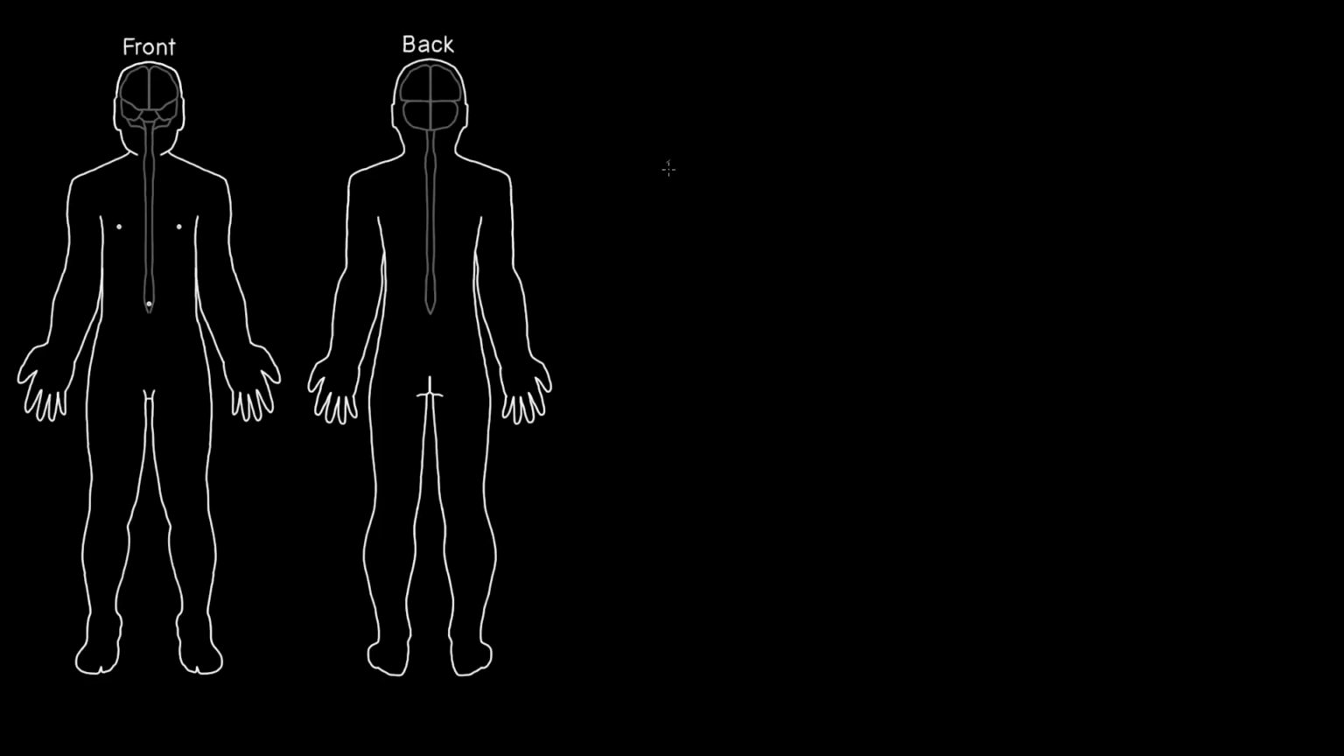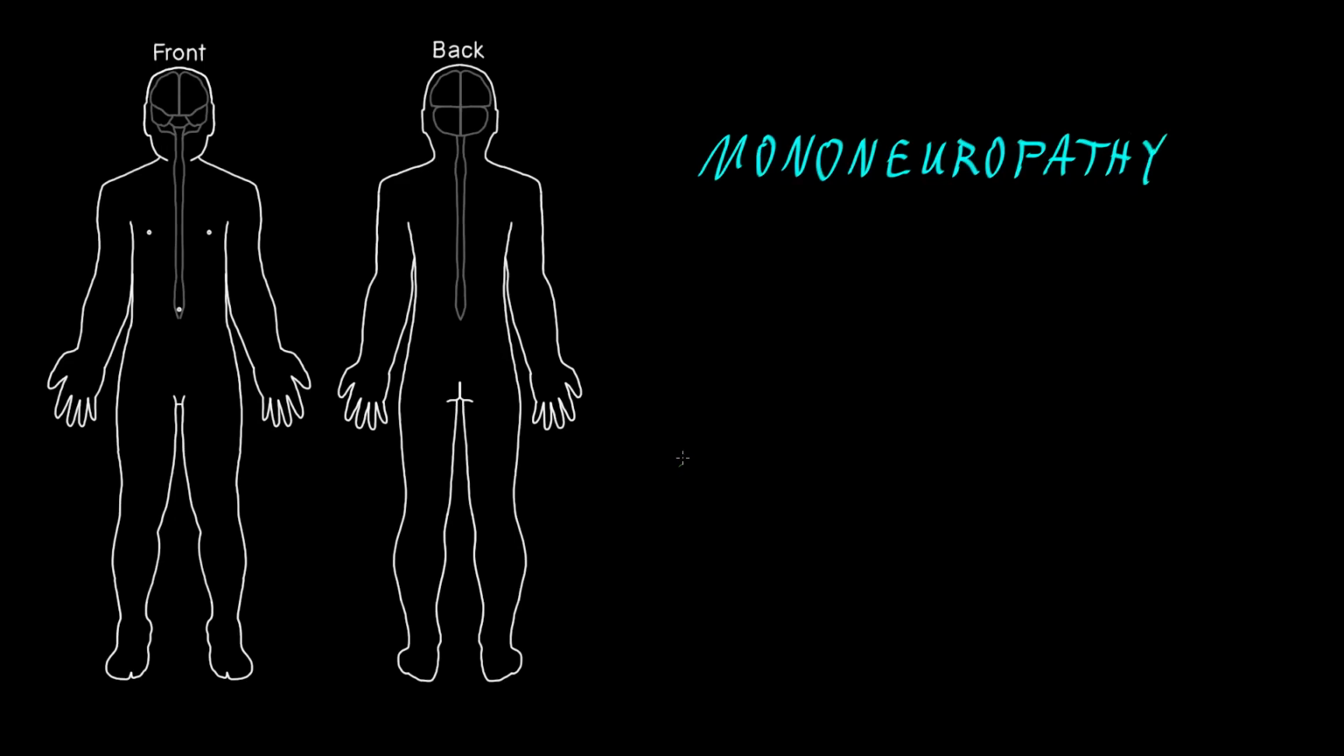In this video, I want to talk about mononeuropathy, and also the separate but related concept of radiculopathy. Now, these are both peripheral neurological disorders, that is, a problem in the peripheral part of the nervous system.